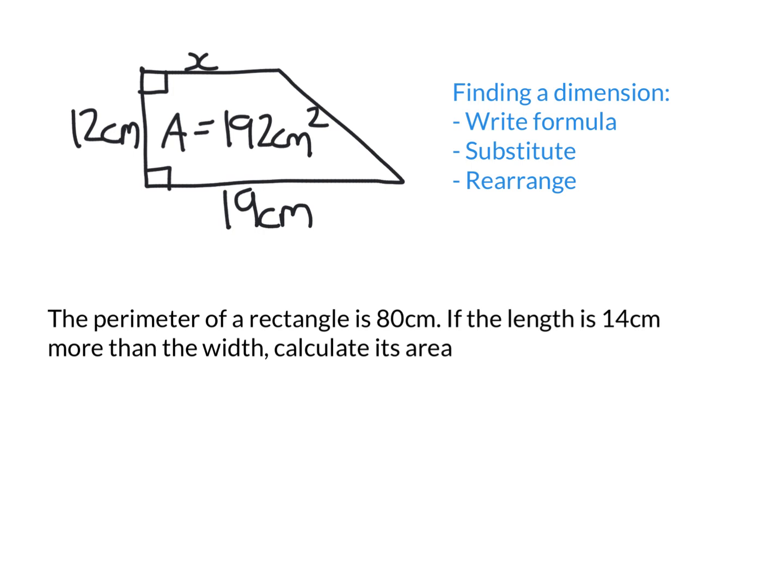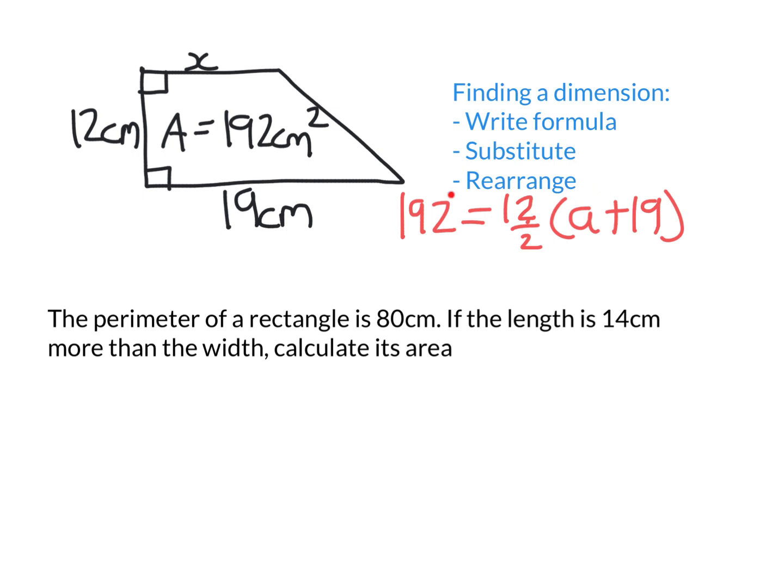The first thing we're going to do is write down the formula. So the area of a trapezium is always h over 2 times (a plus b). Now we're going to substitute what we know. So we know, for example, the perpendicular height is 12. So I'm going to rub out h and replace it with 12 for perpendicular height. Now it doesn't matter which of the parallel sides I call a and which I call b. So I'm just going to say b is 19. So I'm going to rub out b and in its place put 19. Now we're also told that A, the area, is 192.